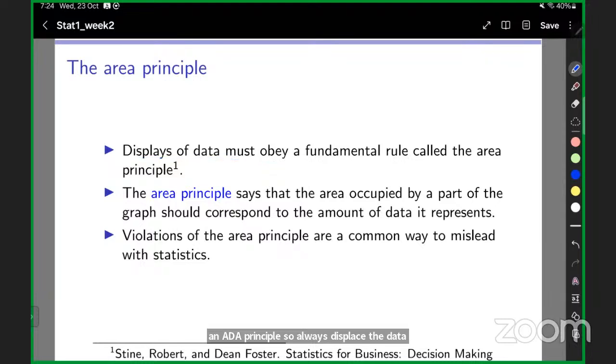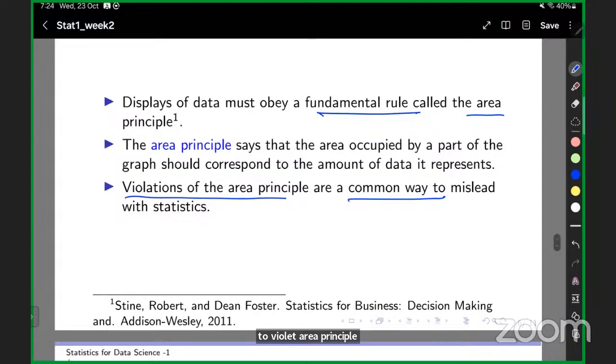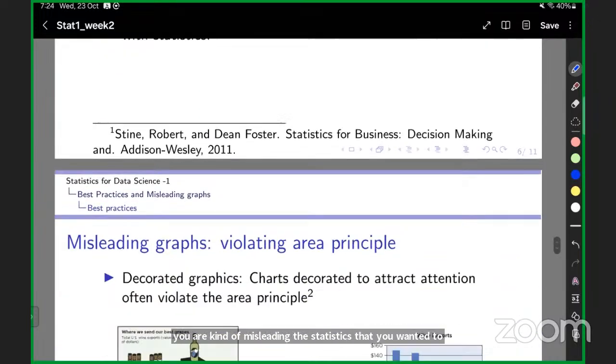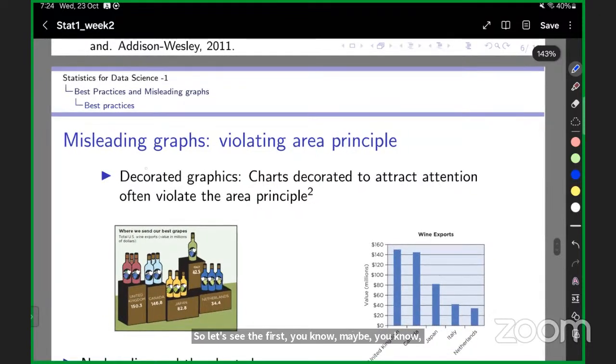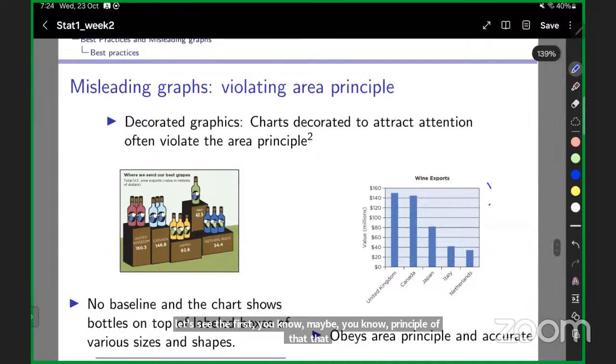Okay, so display data in a fundamental rule called the area principle. This is important: if you violate the area principle, then you are kind of misleading the statistics, as if you wanted to deceive somehow. So let's see the first principle, what you can do instead of a bar chart.